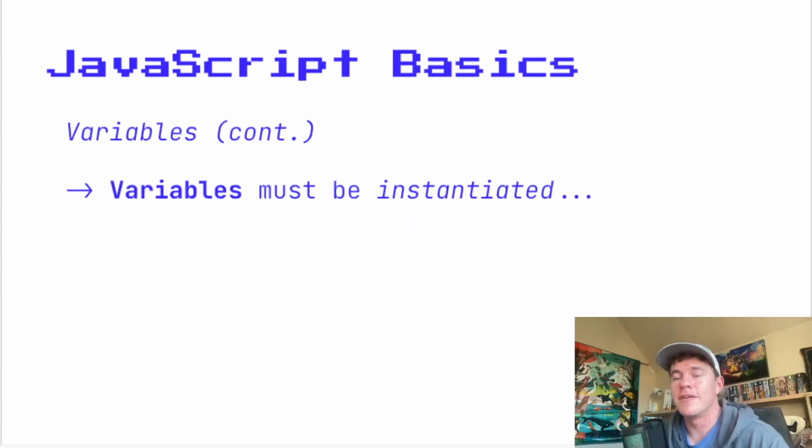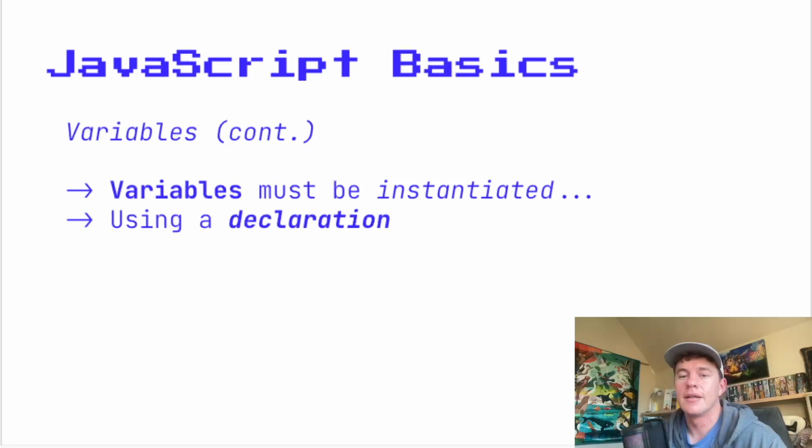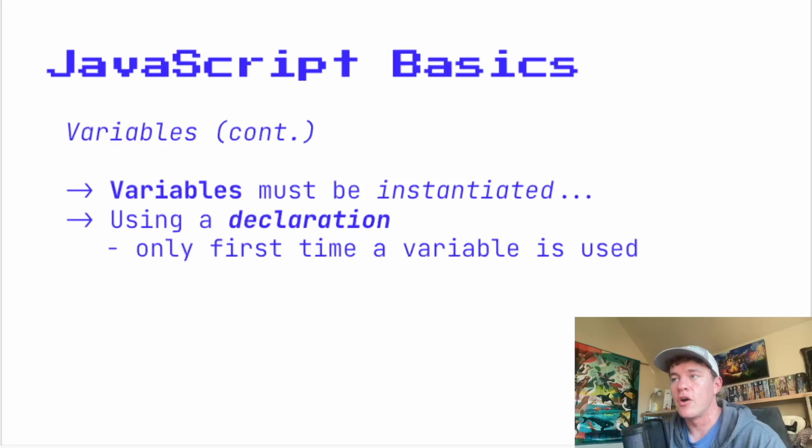Now, just to carry on about variables a little bit, there's a few rules that you have to understand. First and foremost is that variables must be instantiated. This means that we can't just go willy-nilly throwing out variables without first telling JavaScript that we're going to be using a variable. Now, the way that we tell JavaScript we're going to be using a variable is by declaring it. We declare that this is going to be a variable number of eggs, and we're going to then assign the number of eggs to it, which is 13. So we have different declarations that we can use to instantiate our variables. Now, one thing to know about the declaration is that it only has to be done the first time we use the variable.